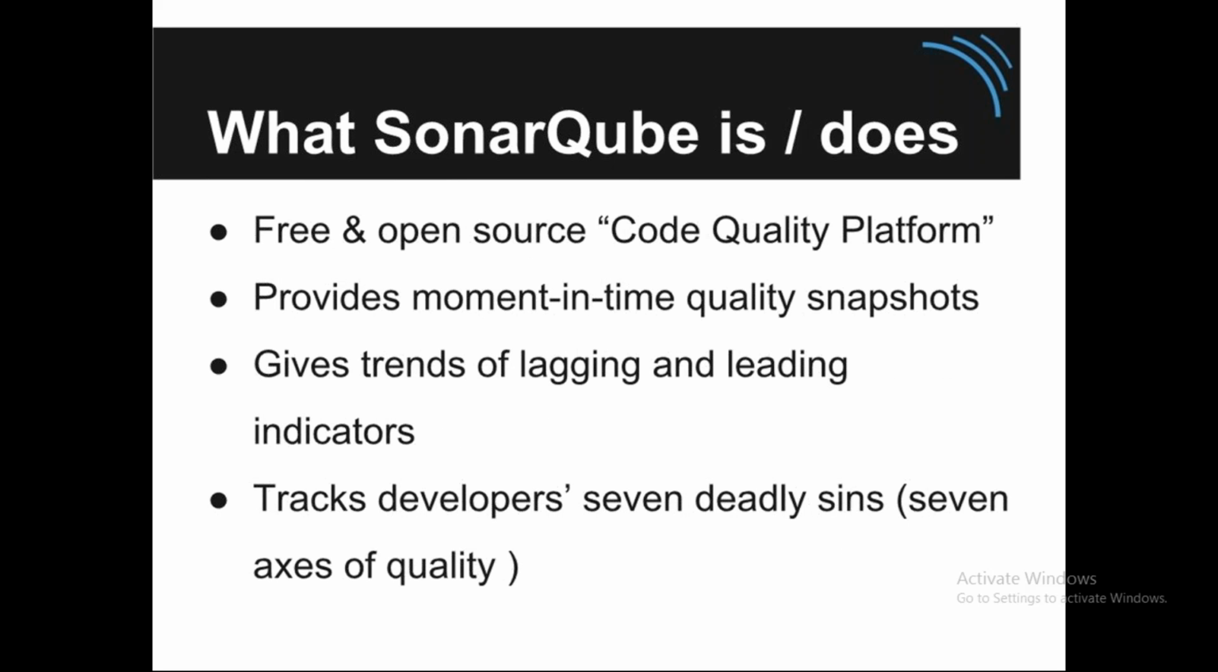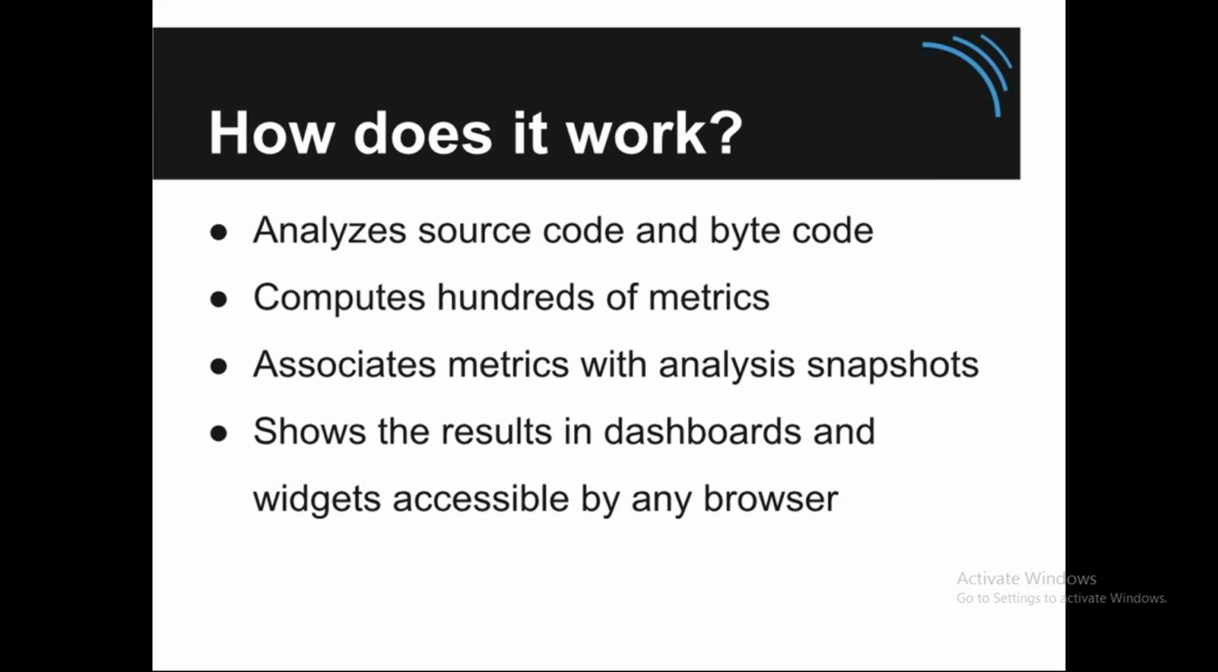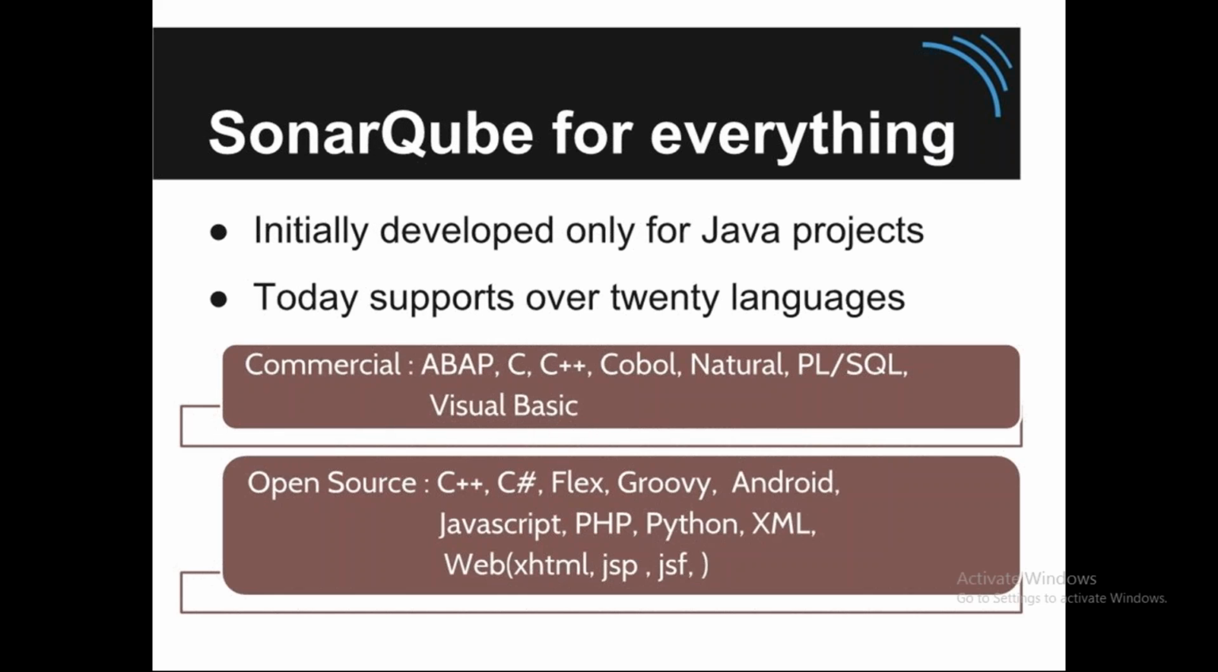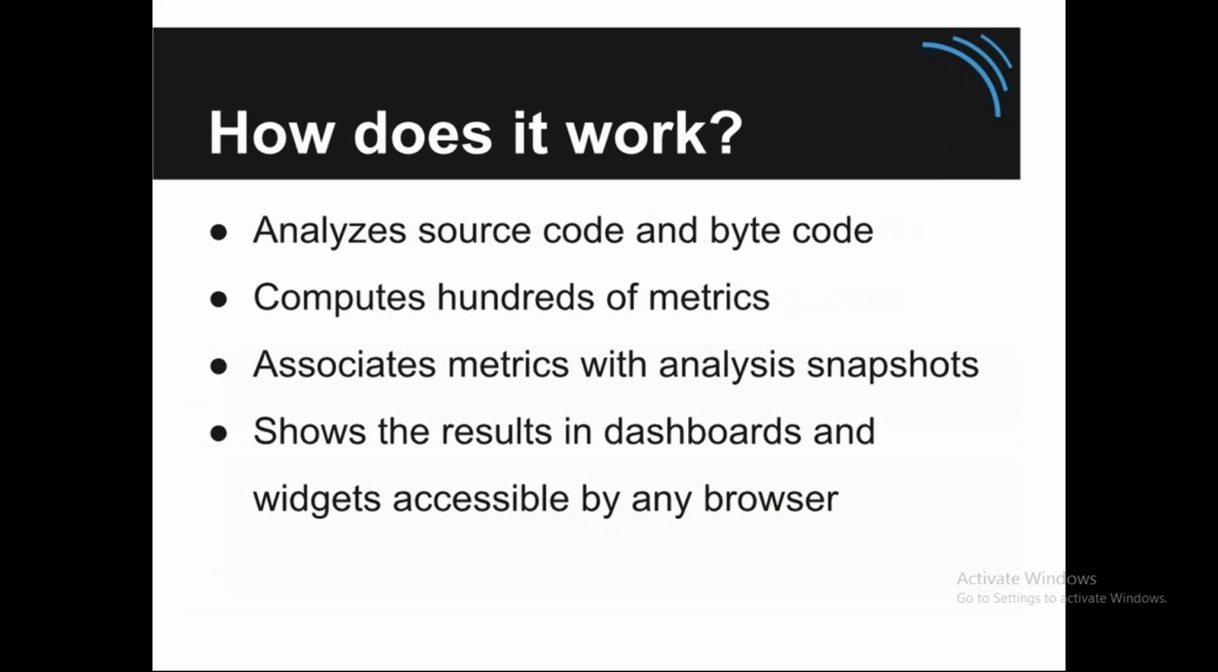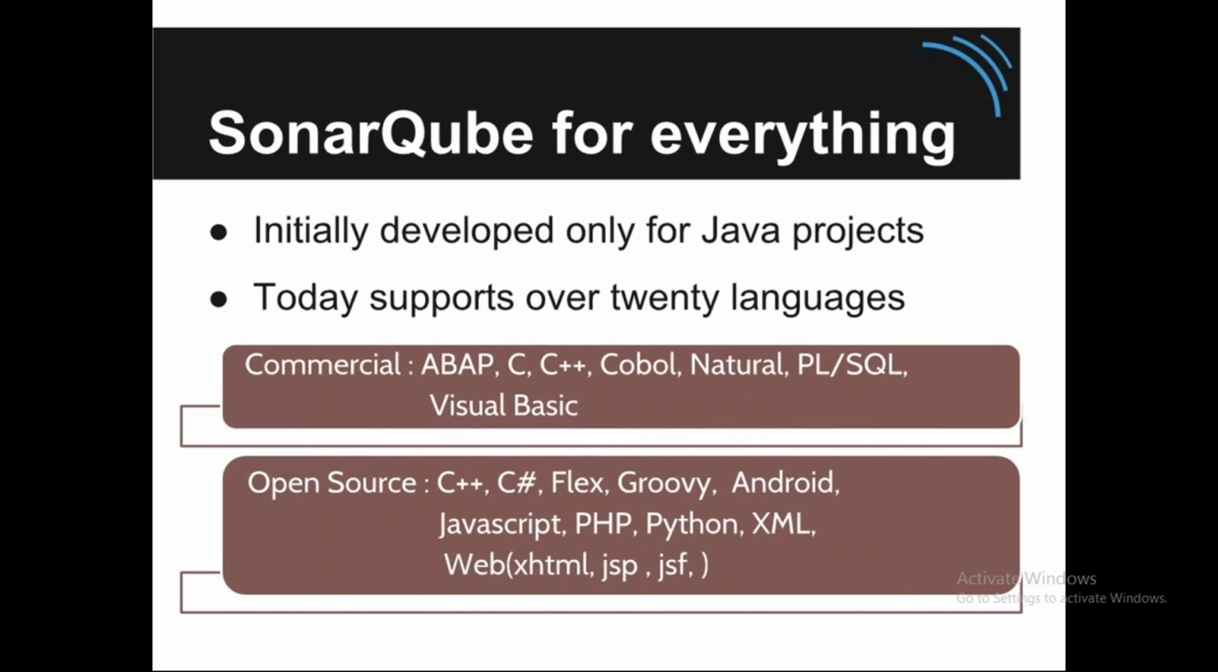You have better indicators, and trends of lagging and leading. That means it will give you visualization. You can track developers, whether they are making problems related to the deadly sins you talked about. How does it work? I need to explain that, and these slides might not help you much. I'll come back to how it works later, but here let's get into these slides.